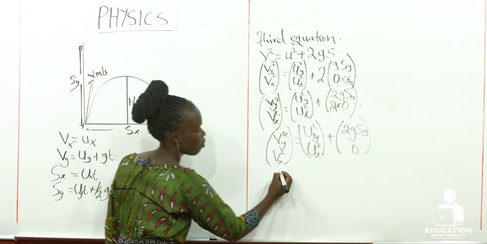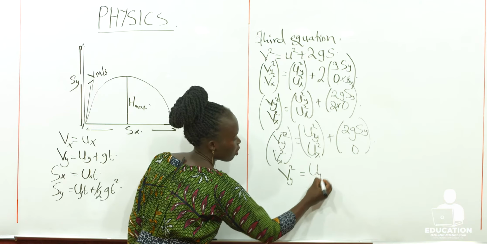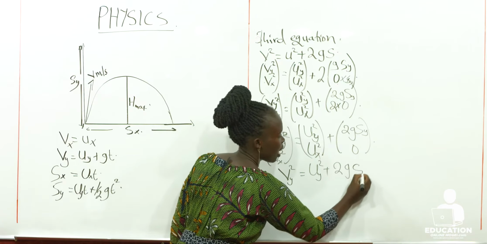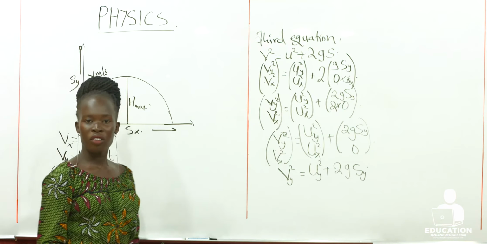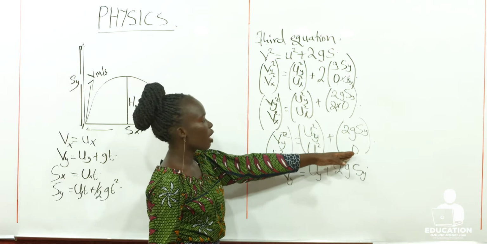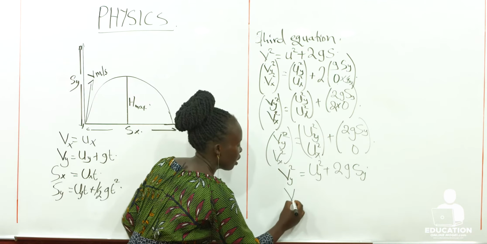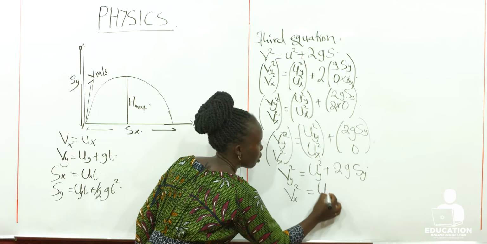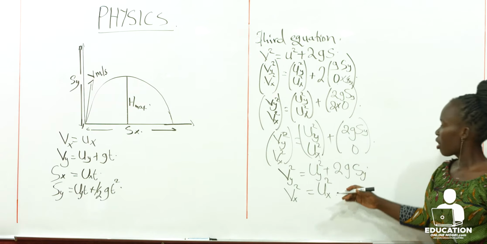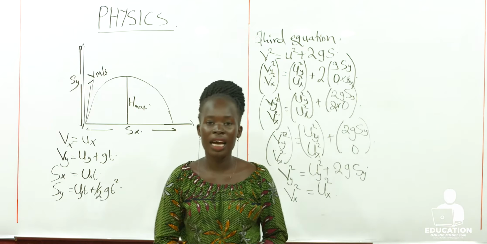You see that in your vertical motion, the velocity squared will be equal to U, the initial velocity squared, plus 2 times the acceleration due to gravity and the distance covered when it is moving in the vertical direction. But in the horizontal, the acceleration cancels out, so we do not have the distance here. We shall have Vx squared equal to Ux squared there.